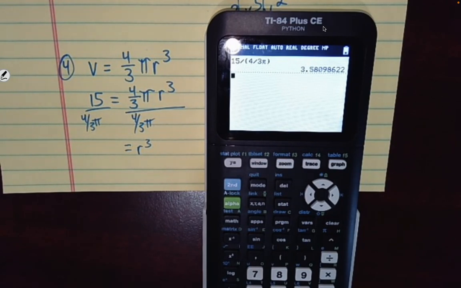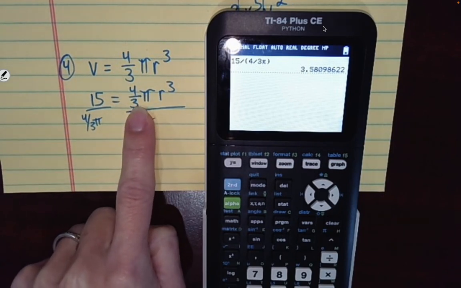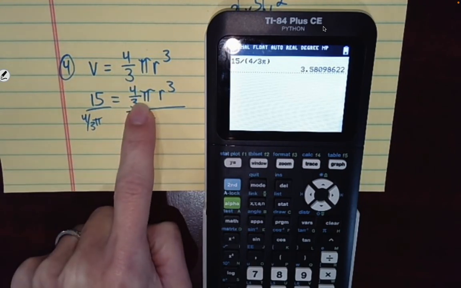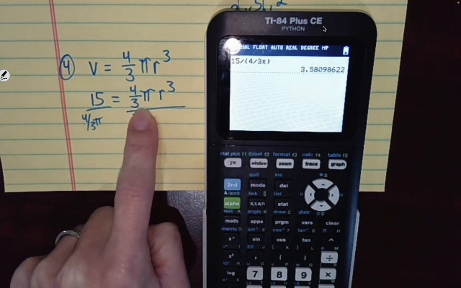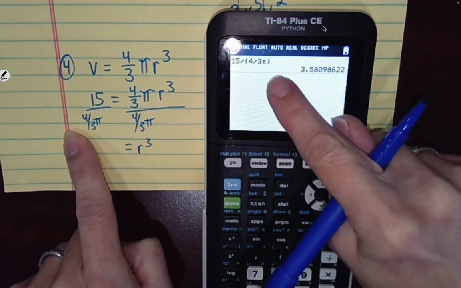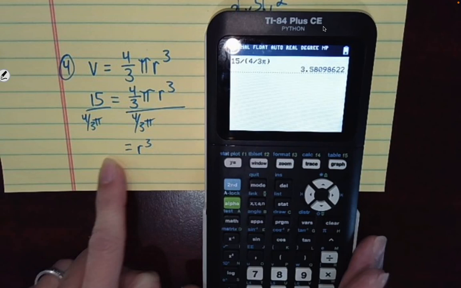Okay. Does everybody understand how to solve for R? What needs to be moved? 4/3 pi. In order for R to be by itself, these two things have to be moved. So you do the opposite. Since it's being multiplied, you must divide it over. And I just put all that on my calculator. I don't want to do that in my head. Okay? So I get 3.58.